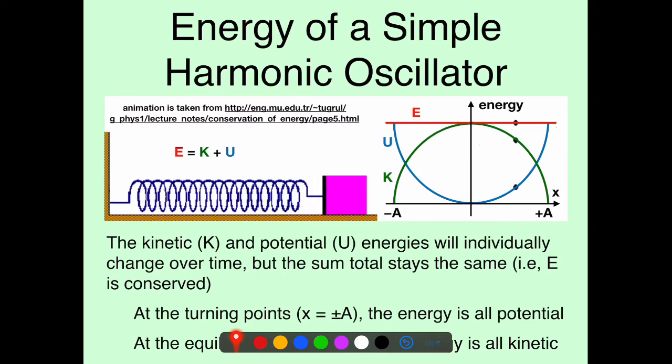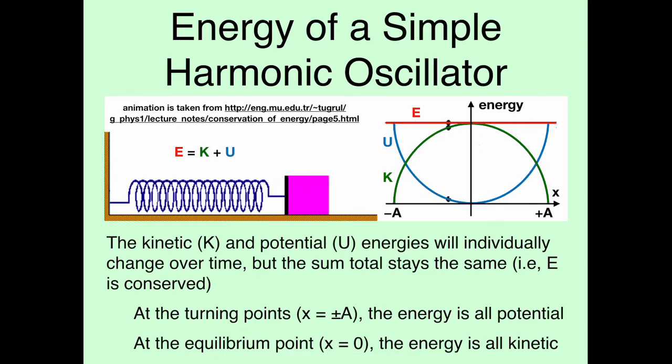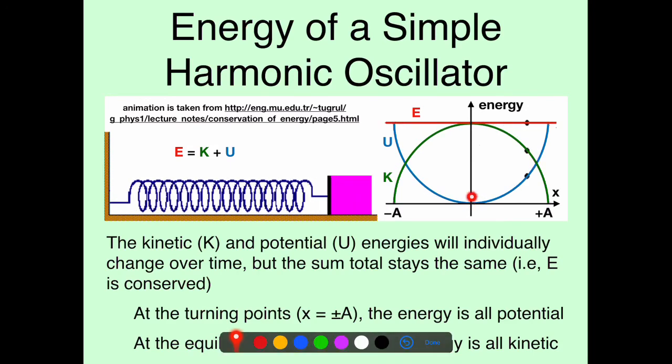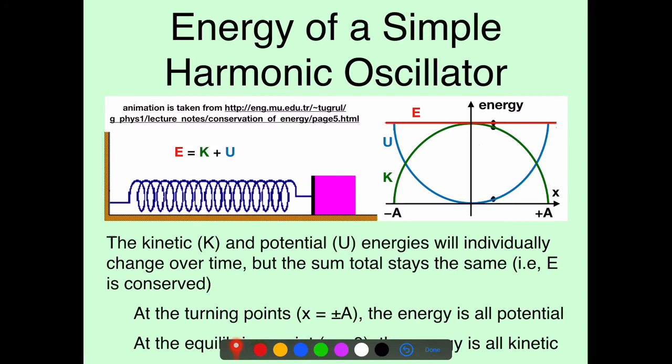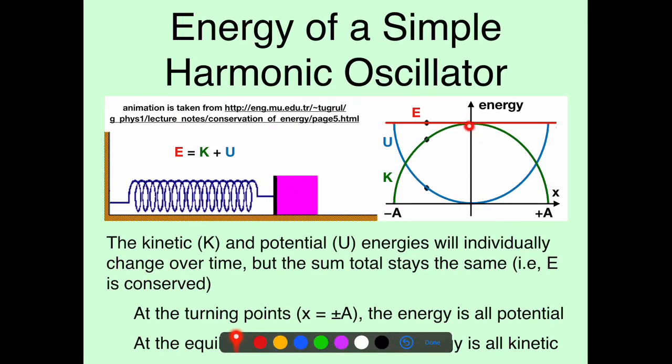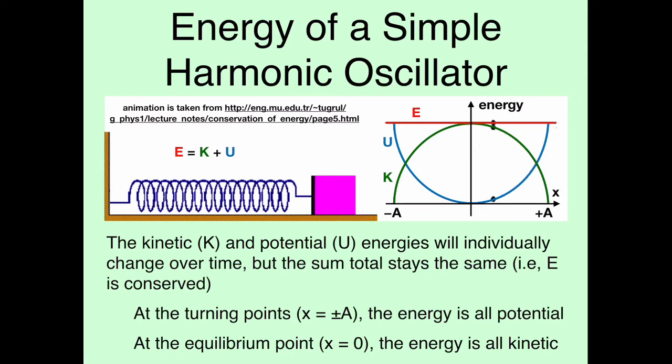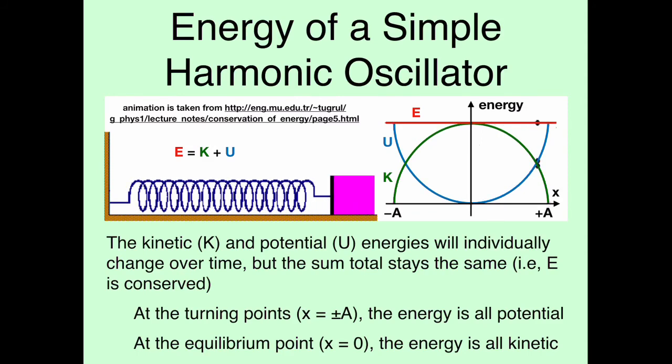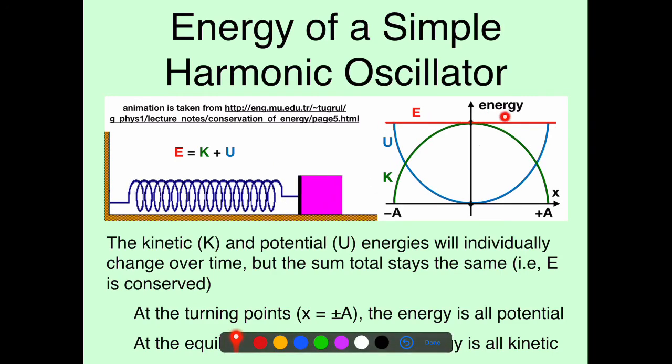On the other hand, at the equilibrium point, x equals 0, which is right in the middle of the motion, there's no potential energy because 1/2 kx squared is going to be 0 if x is equal to 0. So in terms of potential energy, we'll be down here. But the kinetic energy will be at a maximum. In fact, all of the energy is going to be in the form of kinetic energy when we're at x equals 0. And that's what's being shown in the graph. So again, although kinetic and potential energies are individually changing, the sum total E is remaining the same.